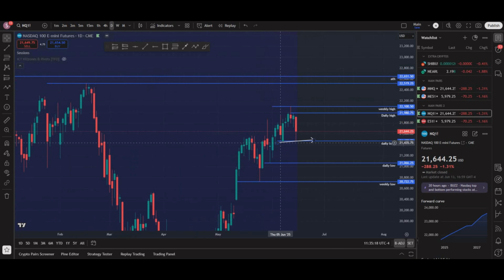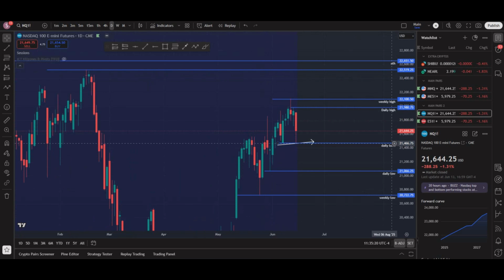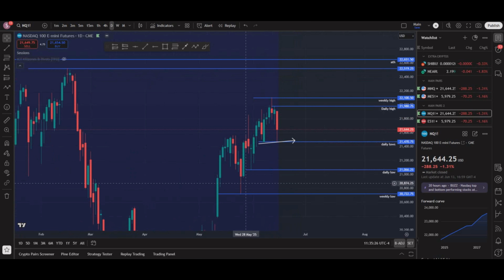On the daily, we have this daily low, which failed to get swept out, but ES swept it out. So short-term S&T, we have this daily high, this daily low, and this weekly low. So these are our sell side draws. These are our buy side draws.